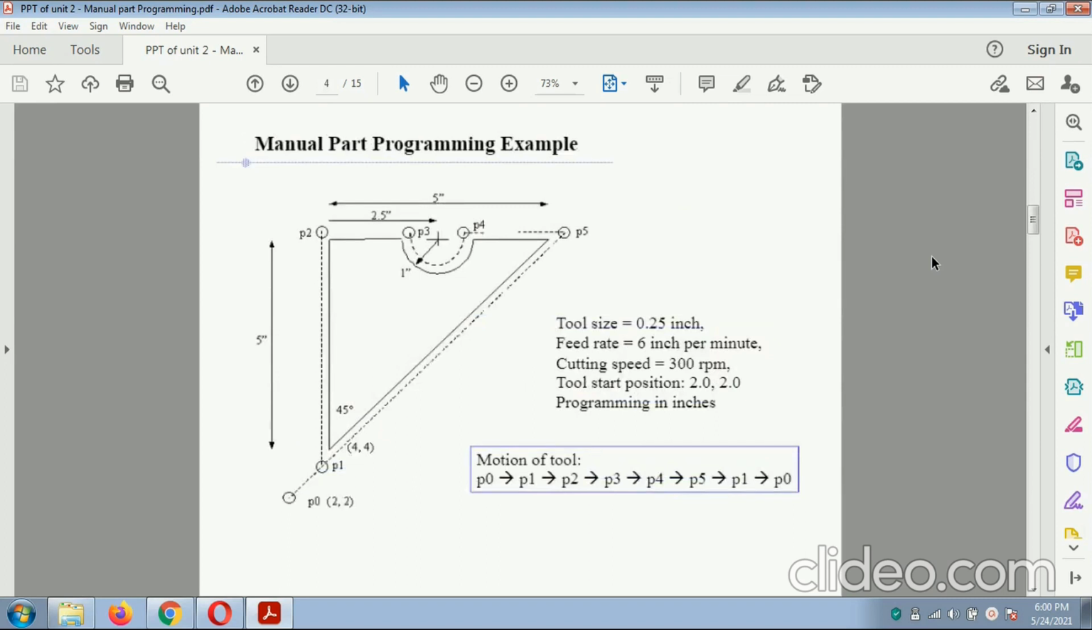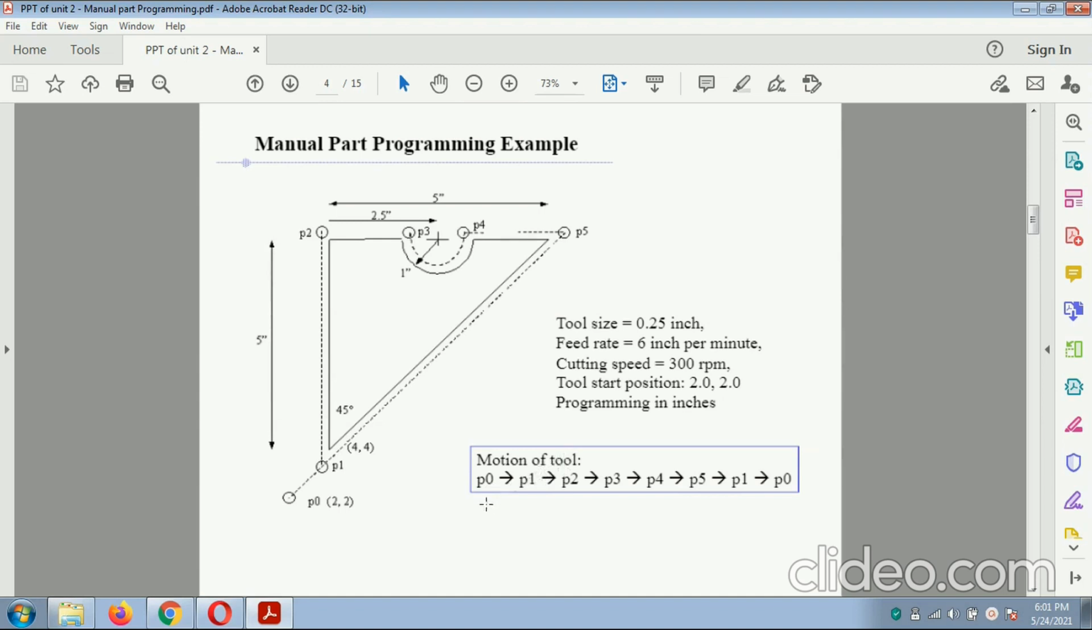This is a diagram related to manual part programming. The tool size is 0.25, the feed rate is 6 inch per minute, the cutting speed is 300 RPM, and the tool start position is 2 and 2. Programming is in inches. The diagram is a triangle in which you have to groove a semicircle. The length is 5 inch and the height is also 5 inch.